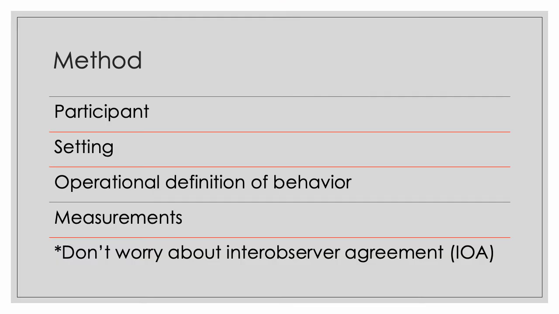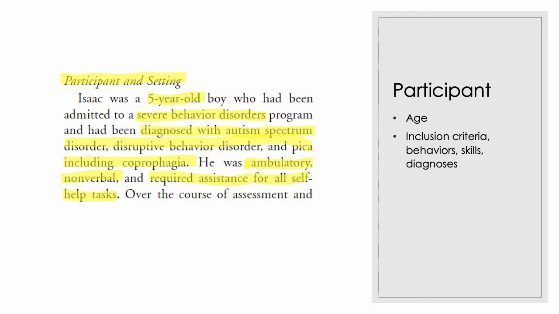The next section is the method section. The method section includes information about the participants, settings, operational definition of the behavior, and the measurement system. There will also be information about the inter-observer agreement, but for the purposes of this class, you don't have to worry about that.